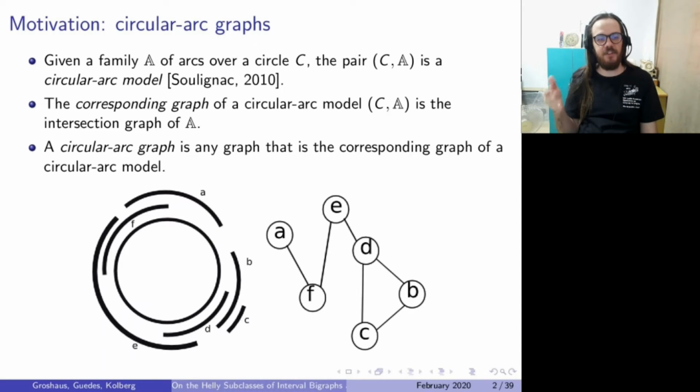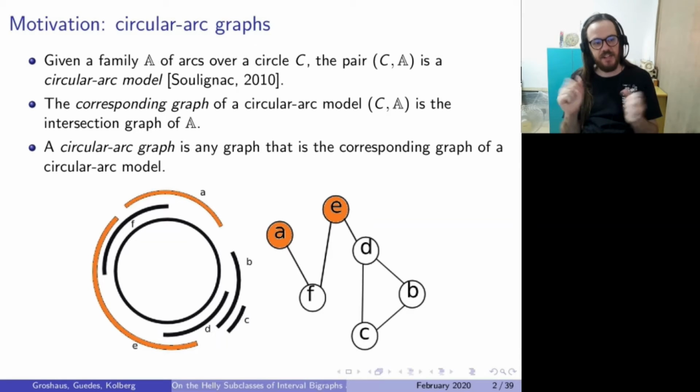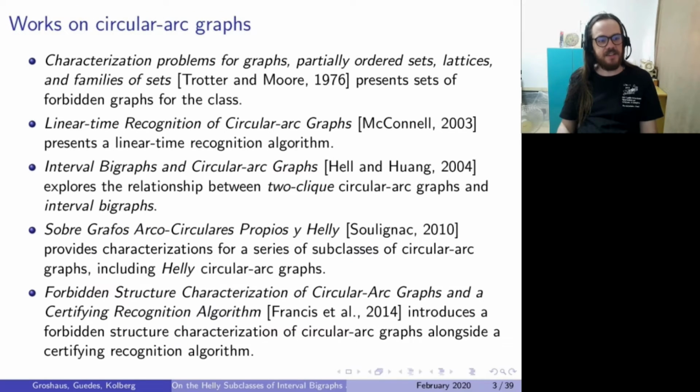As you can see, for every arc on the model there is a vertex, and two vertices are neighbors precisely if their arcs intersect. For instance, A and E are disjoint, so they are not neighbors, but on the other hand, E and D intersect, so they are neighbors. Circular arc graphs are a quite well studied class of graphs, with many interesting results spanning several decades. In this frame, we show just a small sample of the results that exist for the class.